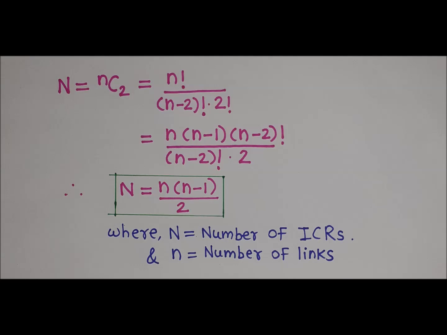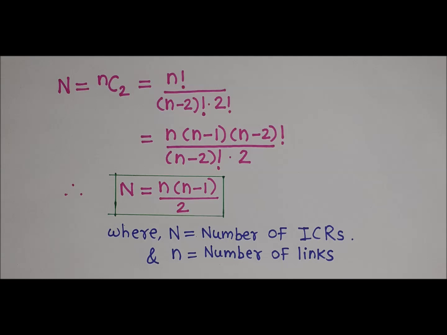We know that if there are two links or bodies which have relative motion with each other, then we will have one ICR between those two bodies. In a mechanism, if we have n number of links, then how many combinations of two bodies are possible? That number will give us the number of ICRs.